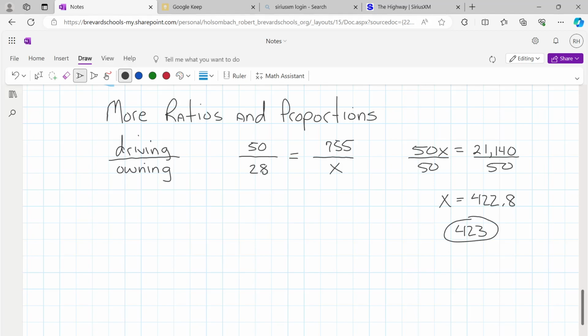Everybody okay with that? Take the information, determine how you're going to set up your data, and then just make sure that if you have driving in the numerator of the first fraction, that you have driving in the numerator of the second fraction. That's the key to setting up these proportions. However, if we would have set this problem up owning over driving, we would have still gotten the same answer as long as whatever quantity you put in the first numerator, the driving quantity in the first one, it's got to go in the second one.